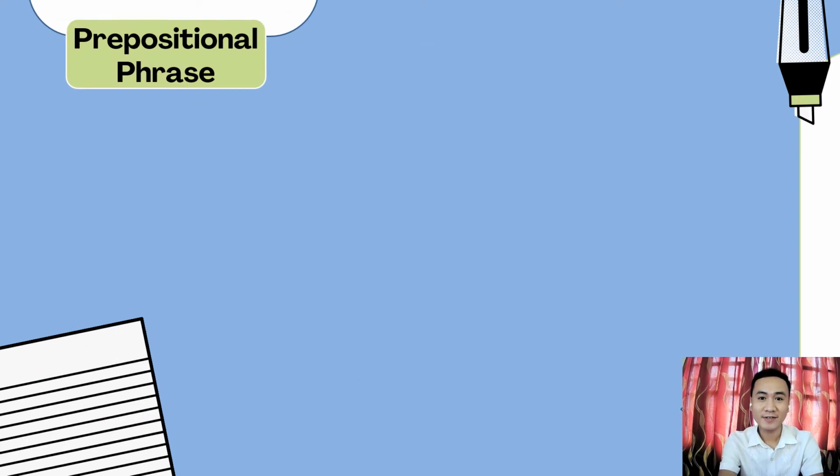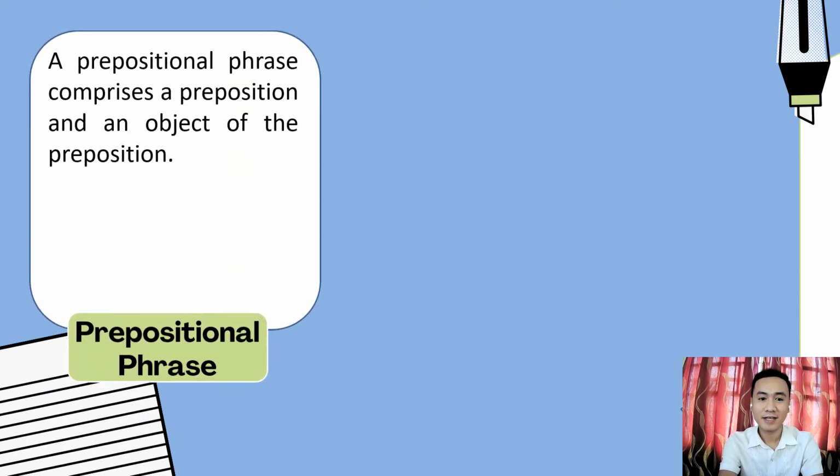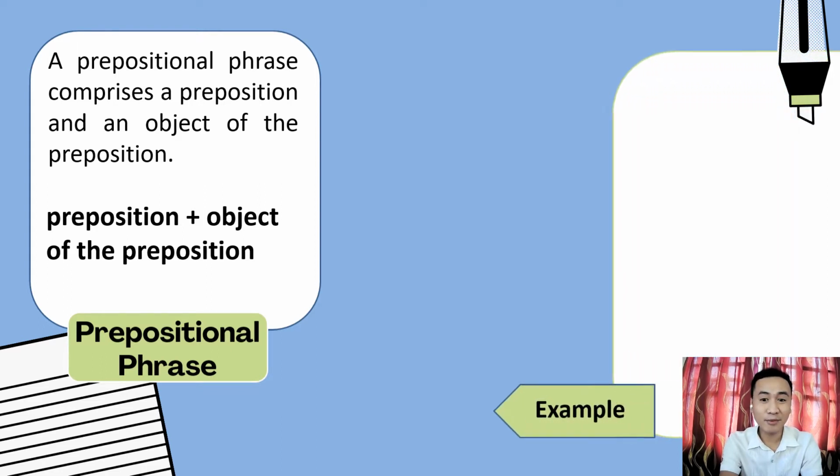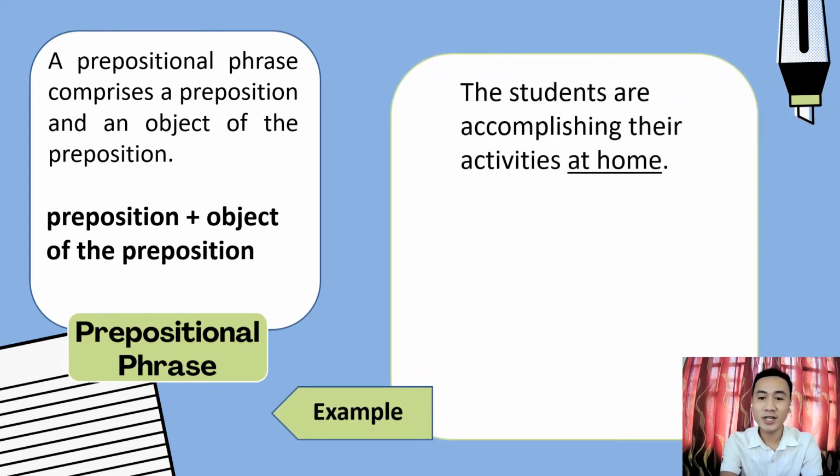Prepositional phrase. A prepositional phrase comprises a preposition and an object of the preposition. Try considering this formula: preposition plus object of the preposition. For example, the students are accomplishing their activities at home. The underlined phrase is a prepositional phrase because it has the preposition at and the object of the preposition home.